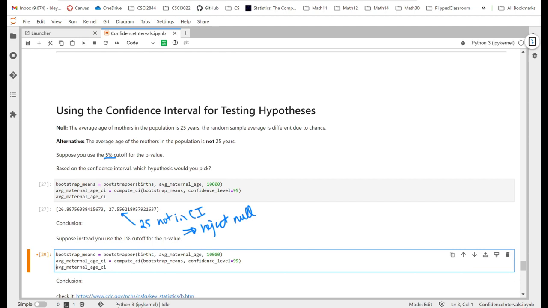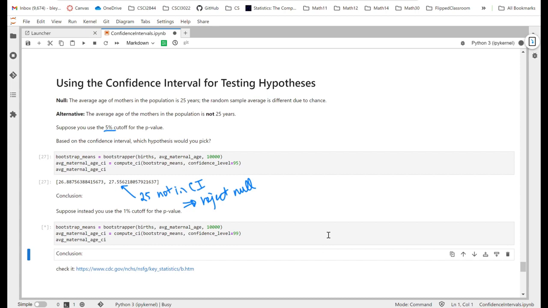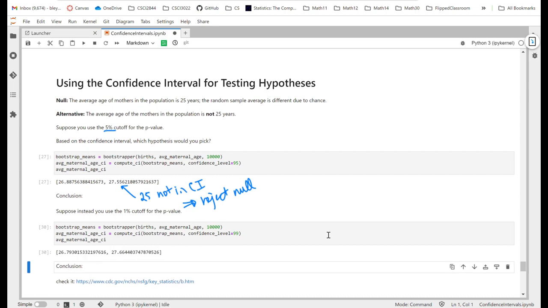Now, what if you asked, is that true at an even higher significance level? Let's look at the 99% confidence interval, because we know that's going to be wider than our 95%. I'm just running it here, and again I'm going to keep my null that the average age of the mothers is 25. I notice my confidence interval is a little wider, but not enough to include 25. So I can still reject the null that the age is 25, now at a 1% significance level. So I can say that this result is highly statistically significant.